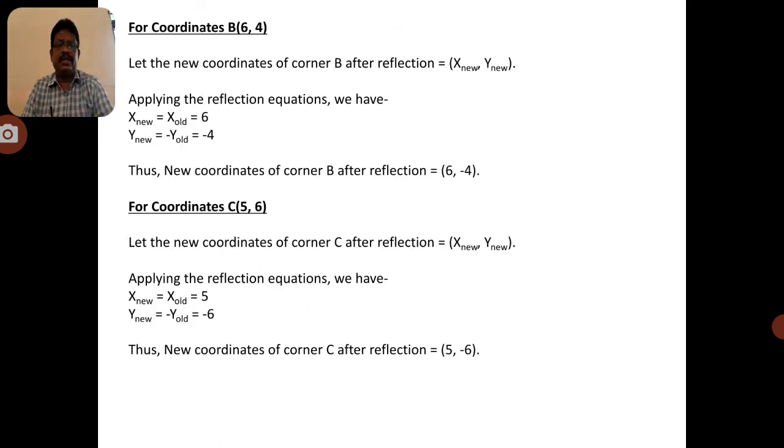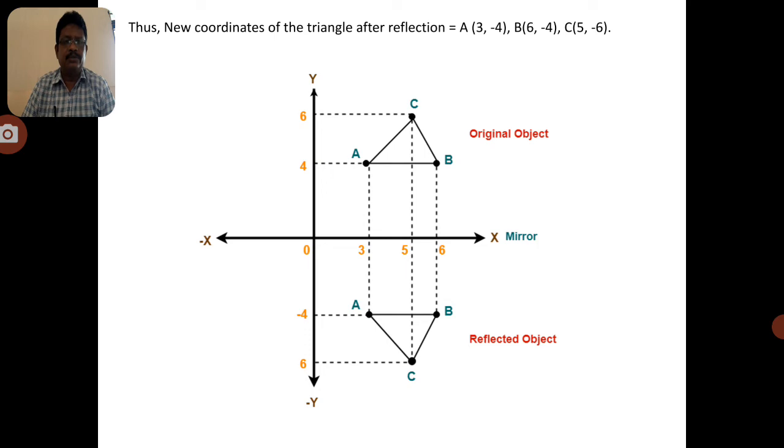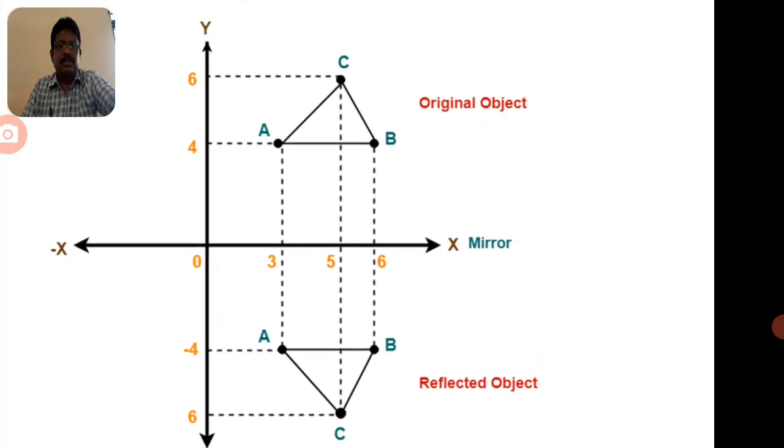Now similarly we can find it for coordinate B of 6, 4. The x value stays the same, x new equals x old, and y new equals minus y old, that is minus 4. So after applying the reflection, coordinate B of 6, 4 comes to 6, minus 4. And similarly for coordinate C of 5, 6, we take the negative sign of the 6, giving 5, minus 6. So this is the C value.